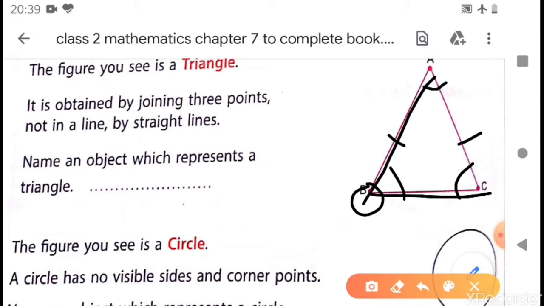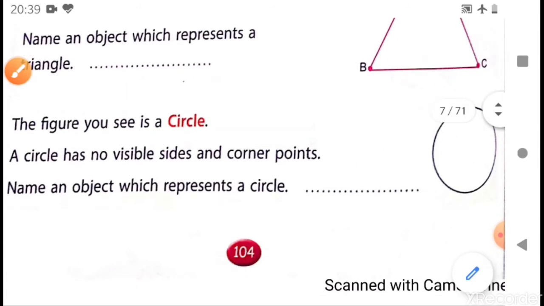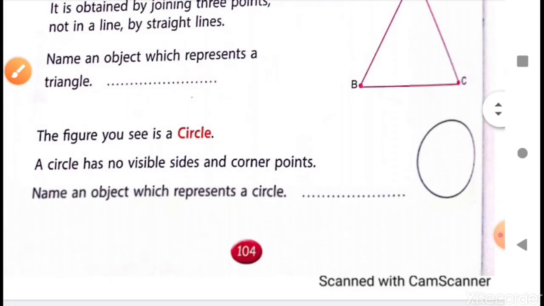It will be a triangle. Okay, so that will be a triangle. Triangle means a shape with 3 lines and 3 angles. And next you see is a circle. Okay, a circle has no visible sides and corner points.